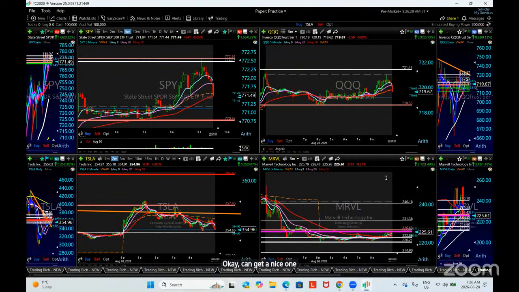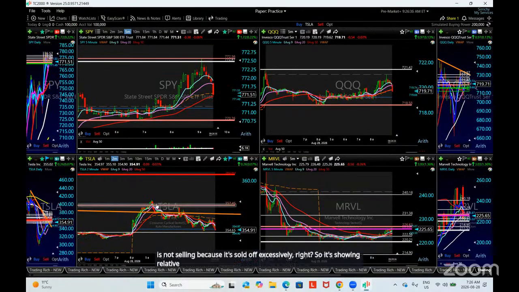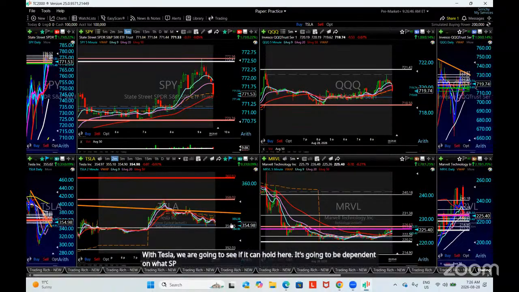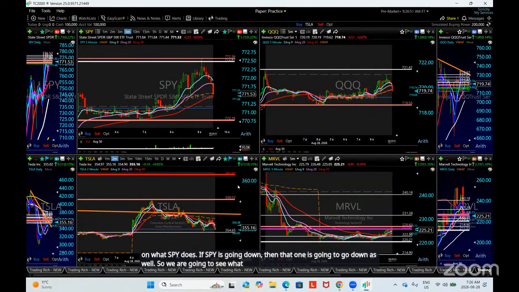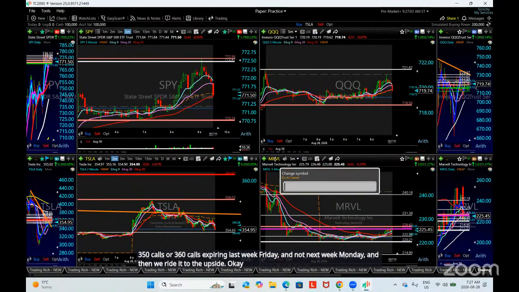So you see that SPY and QQQ are selling, but Marvel is not selling because it's sold off excessively, right? So it's showing relative strength here. With Tesla, we are going to see if it can hold here. It's going to be dependent on what SPY does. If SPY is going down, then that one too is going to go down as well. So we are going to see what it does here. If it can hold here, we're going to see if we can get a reversal trade and get the 350 calls or 360 calls expiring next week Friday and not next week Monday, and then we ride it to the upside.